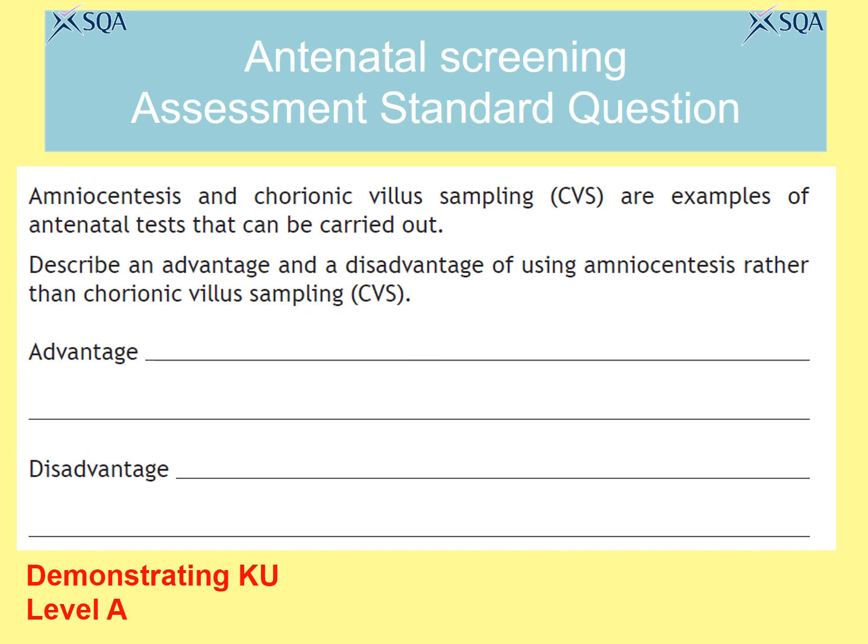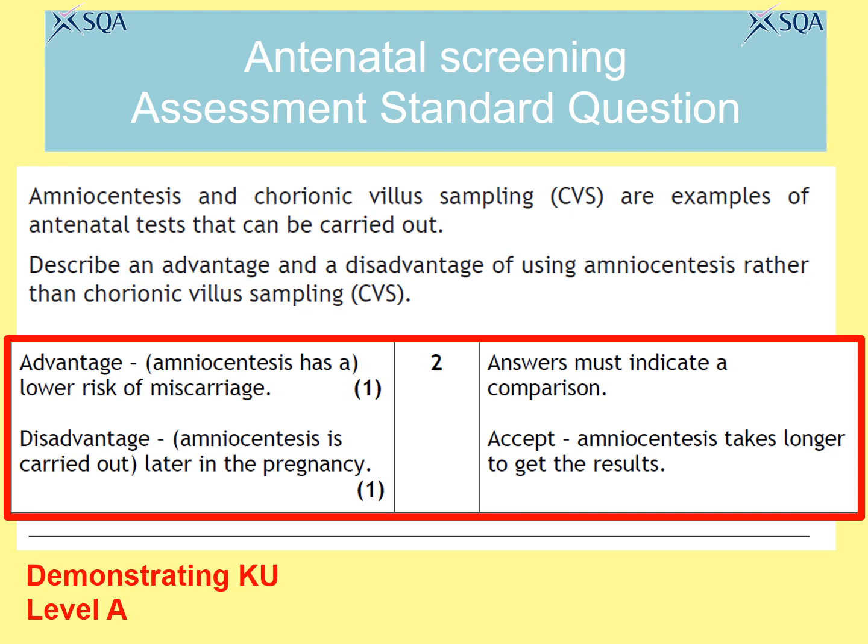Here we have an example of an assessment standard question asking you to demonstrate your knowledge and understanding to level A. Amniocentesis and chorionic villus sampling are examples of antenatal tests that can be carried out. Describe an advantage and a disadvantage of using amniocentesis rather than chorionic villus sampling. Looking at the marking scheme, an advantage is that amniocentesis has a lower risk of miscarriage, the disadvantage, however, being that it is carried out later in pregnancy.